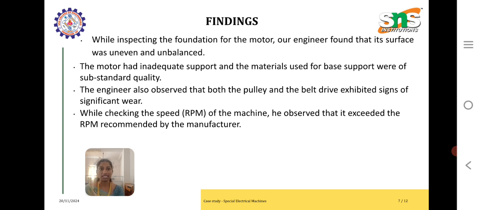The finding is that while inspecting the foundation of the motor, the engineer found that the surface was uneven and unbalanced. The first condition was that it should be a concrete base, but this was not followed in the manufacturing process. The motor had inadequate support and the materials used for the base support were of substandard quality. While checking the speed of the machine, he observed that it exceeded the RPM recommended by the manufacturer. These are all the findings made by the engineer from the industry.